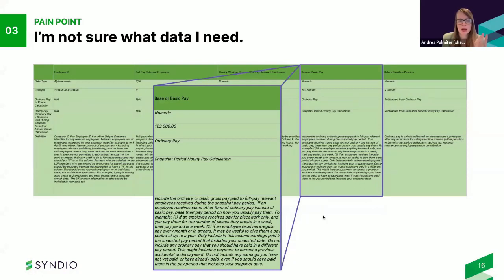And so this is about, you know, what kind of pay do we need to include? Having those definitions of what aspects of compensation count towards this ordinary base pay that we need for full-time relevant employees? What is a full-time relevant employee? All of those things matter. You need to make sure you're pulling those pieces in correctly.